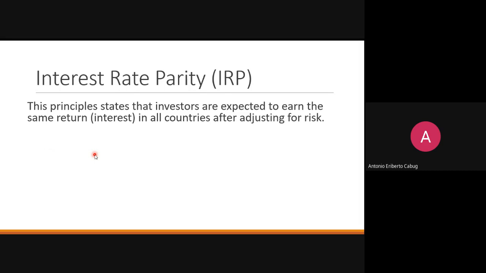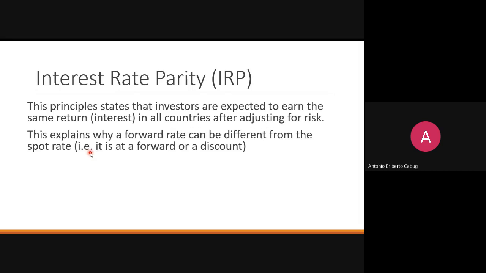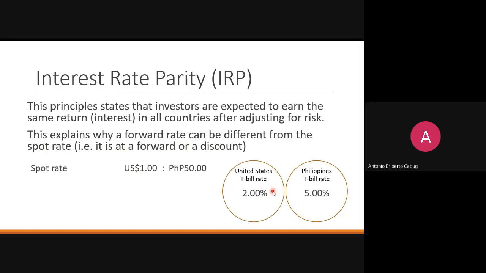To give you a more concrete example, this explains why a forward rate can be different from the spot rate. There is a forward discount. Now, to be more concrete about this, I would like you to assume the following. The spot rate is $1 to 50 pesos, just an example. Let me assume that the Philippine Treasury bill rate is 5%. The United States Treasury bill rate is 2%.